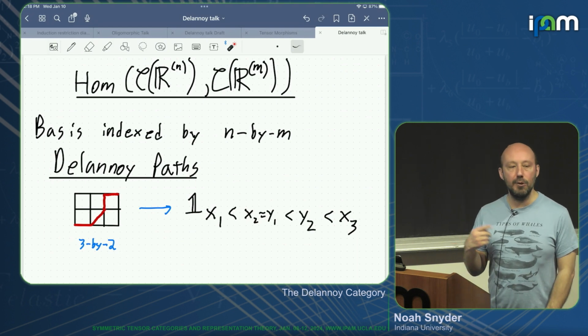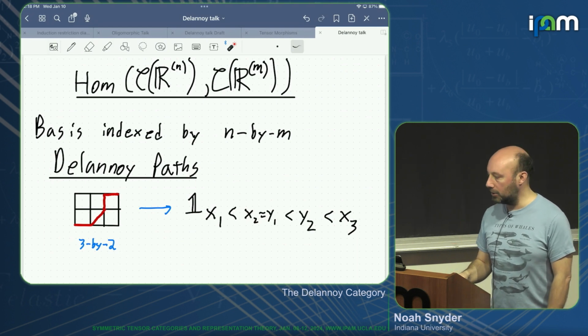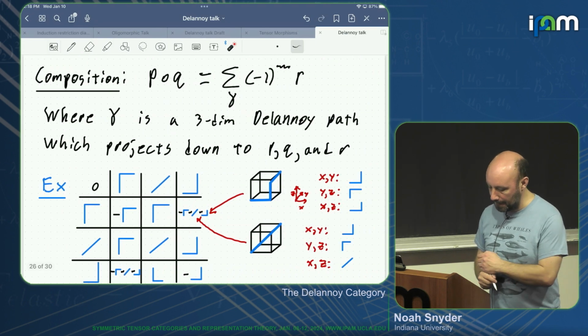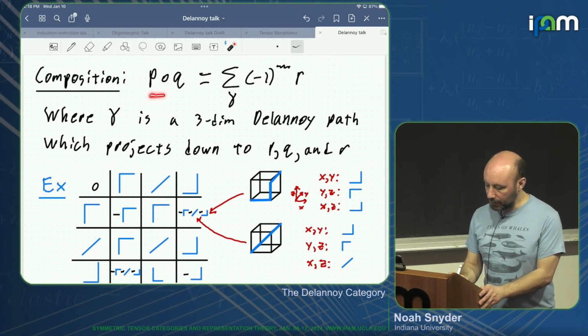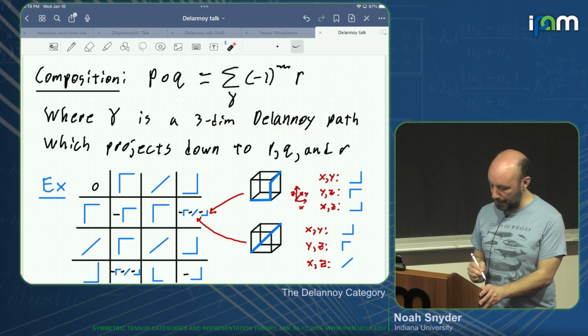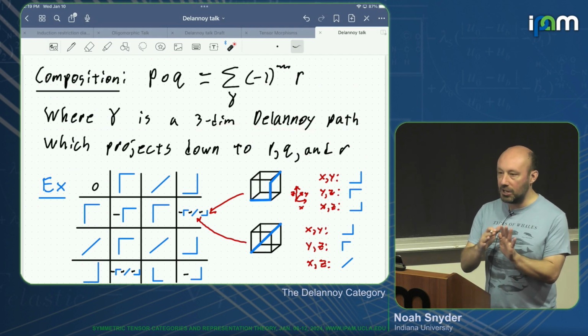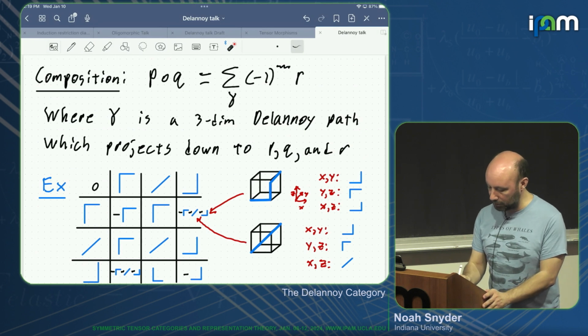And the interesting thing is the rule for composition is easy to describe in terms of Delannoy paths, which is that to compose one path with another, well, I need some signs that I don't want to get into, but it's a sum over 3-dimensional Delannoy paths whose projections in each of the 3 directions are P, Q, and R.